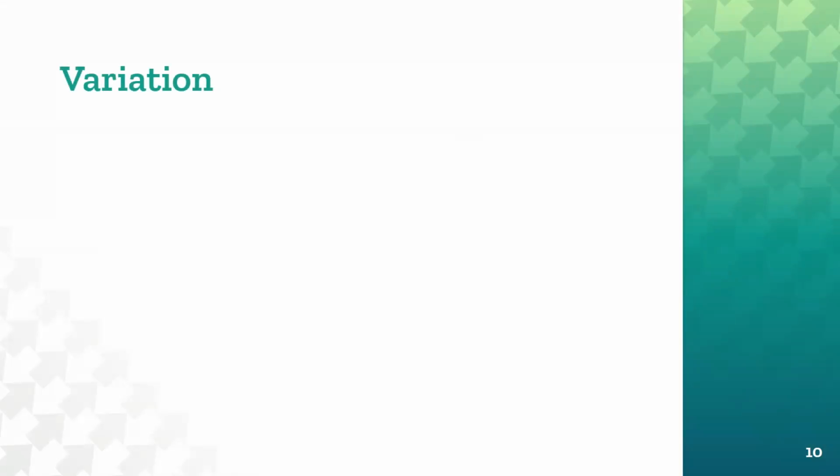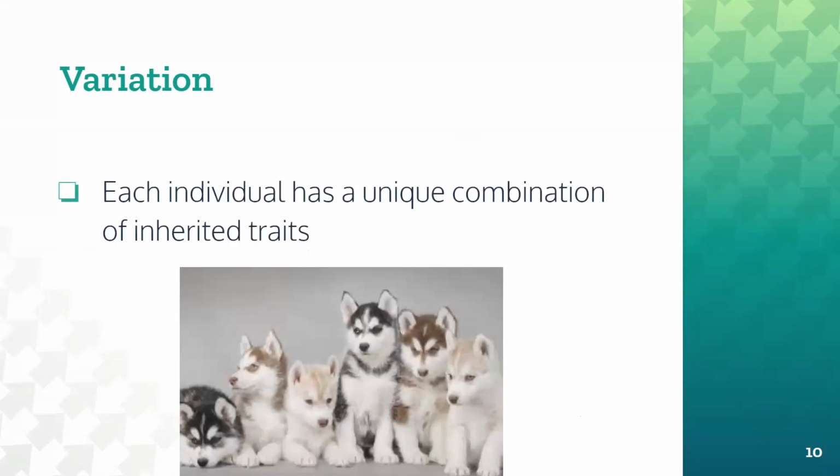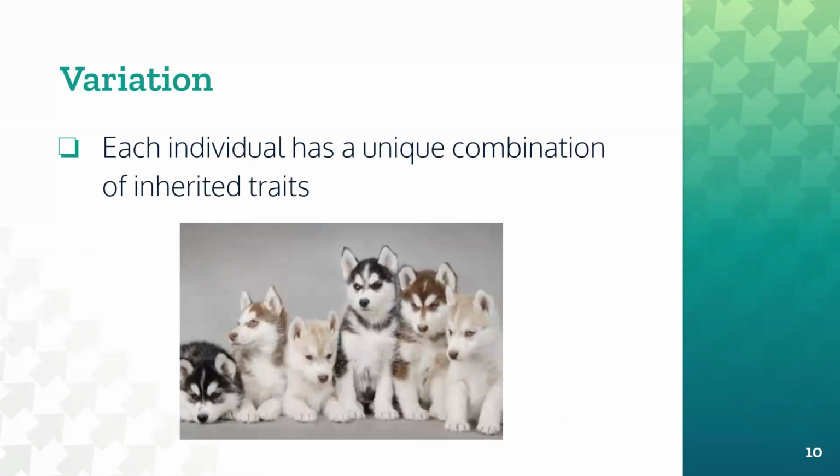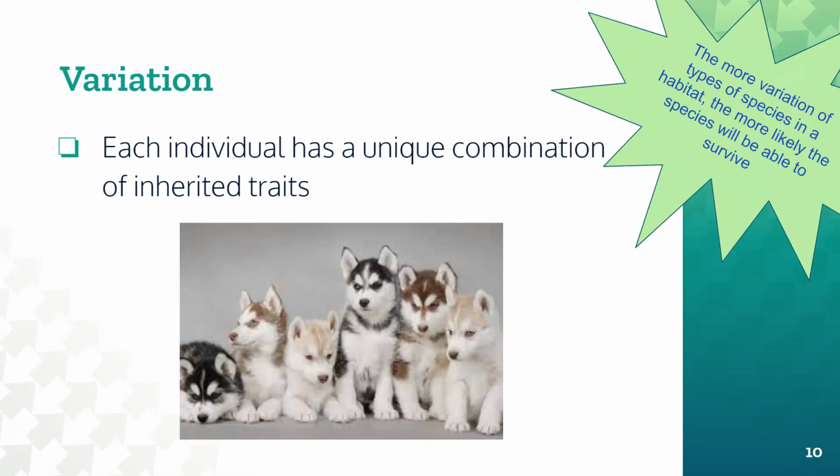Variation. Variation is that each individual has a unique combination of inherited characteristics. Look to this picture for an example. The litter of puppies is very diverse in their physical characteristics. Each puppy looks different from the other puppies. And it's important to remember that the more variation of types of species in the habitat, the more likely that species will be able to survive. Now on to the third step.